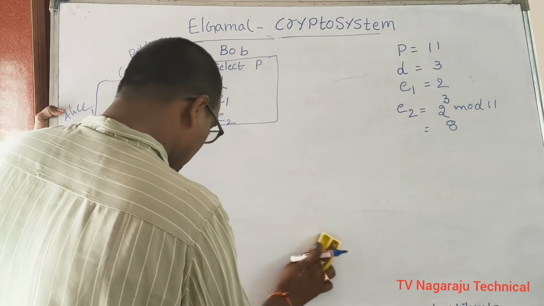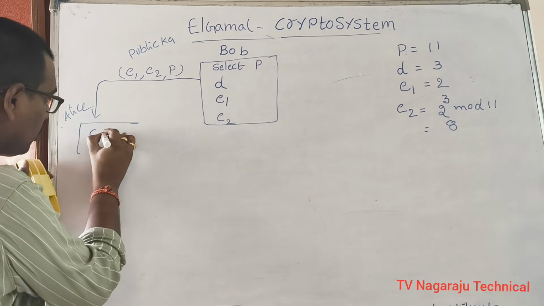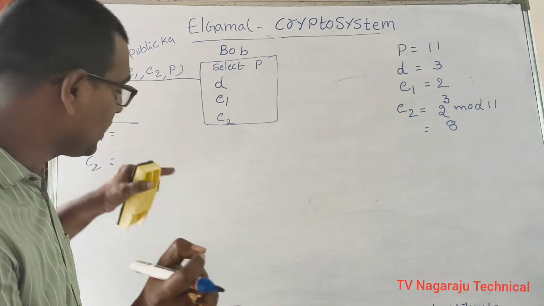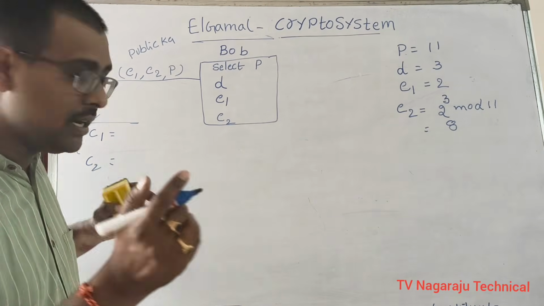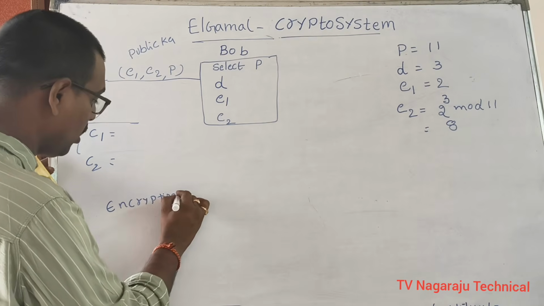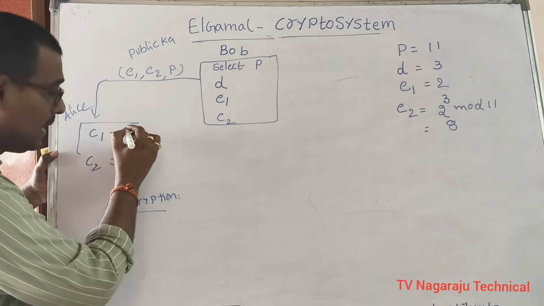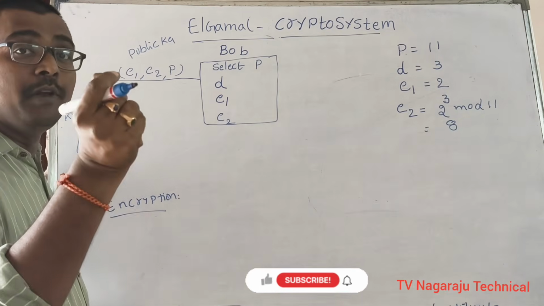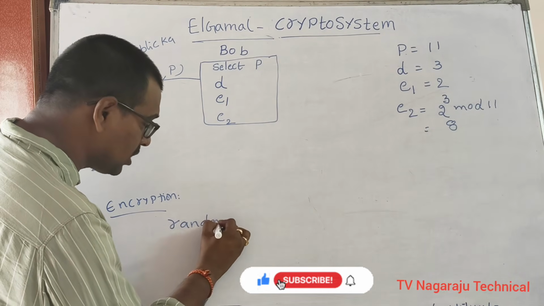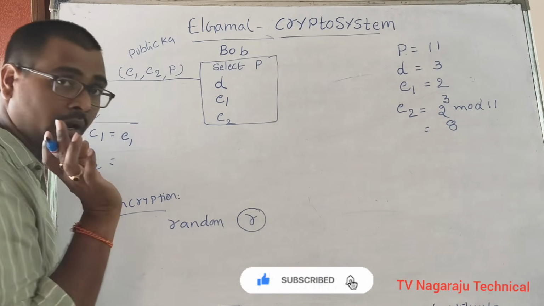the encryption operation. Here, Alice generates two ciphertexts. Instead of generating only one ciphertext, here the sender generates two ciphertexts in the encryption process. Now, what is the ciphertext? C1 is equal to E1 power R. Before doing the encryption, he randomly selects, remember the point, he randomly selects a number R.